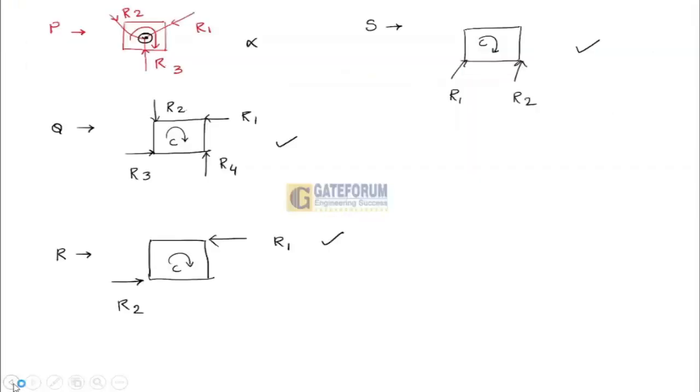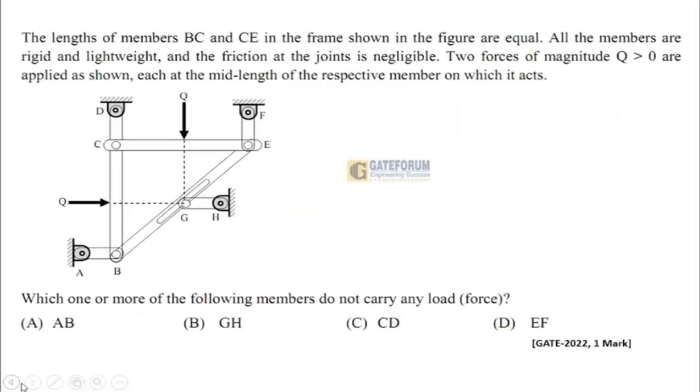Moving to the next question. The lengths of members BC and CE in the frame shown in the figure are equal. All the members are rigid and lightweight and the friction of all joints is negligible. 2 forces of magnitude Q greater than 0 are applied as shown in the figure, each at the mid length of the respective members on which it acts.